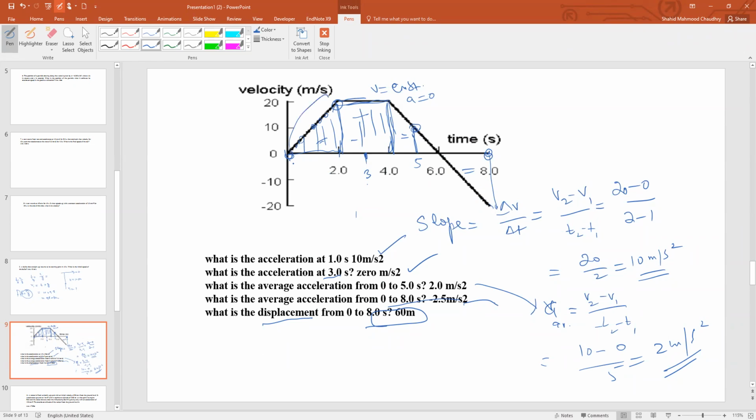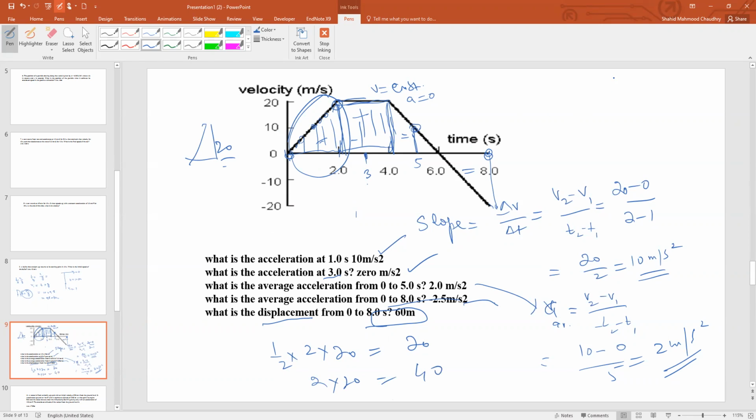So what is the area of this one? Yes. 1 over 2 into 2 into 20, 20. So the answer will be 20. For this triangle, the area is 20. For this rectangle, the area is what? 40. 2 into 20 is 40.